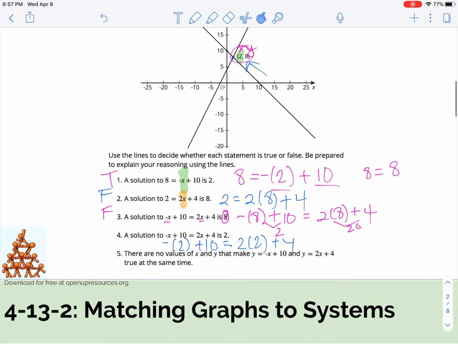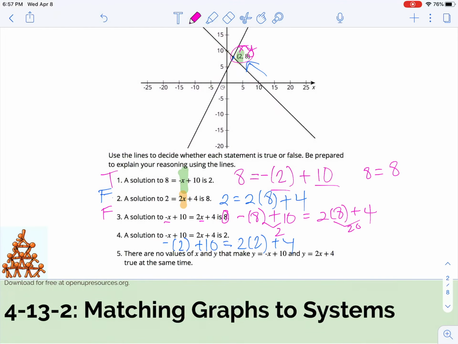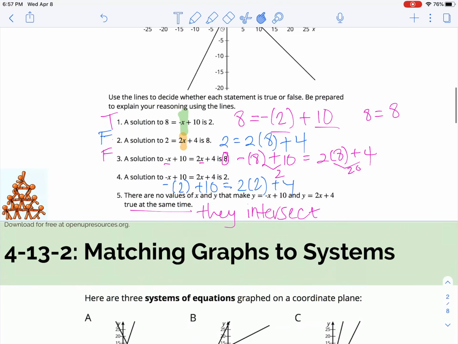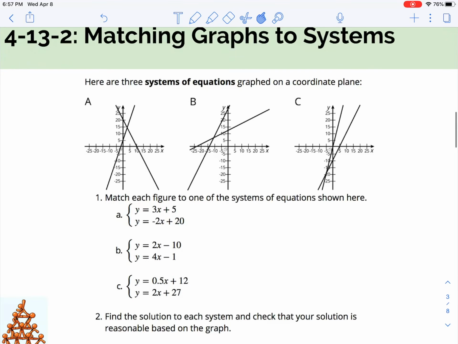Okay, number 5 says there are no values of x and y that make y equals negative x plus 10 and y equals 2x plus 4 true at the same time. You can do this one on your own as well, but what this one is saying is, true at the same time means they intersect. So I'm going to let you decide that for yourself. Do those two lines intersect? I think you can figure that out, right? All right. We're going to do this part of this next one, and then you'll do part on your own.